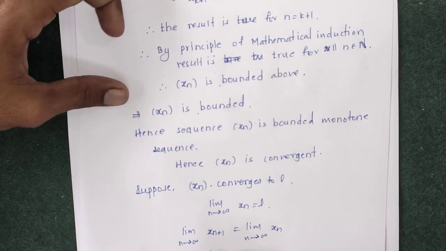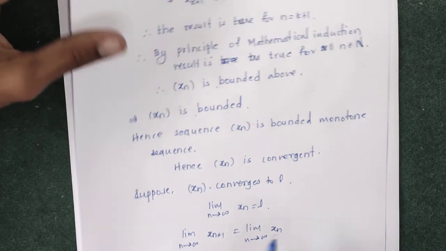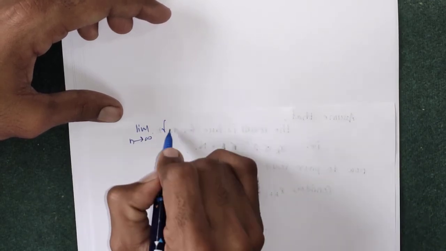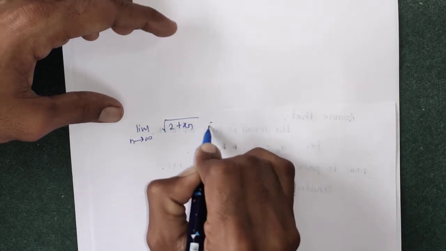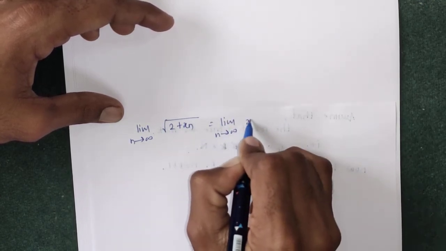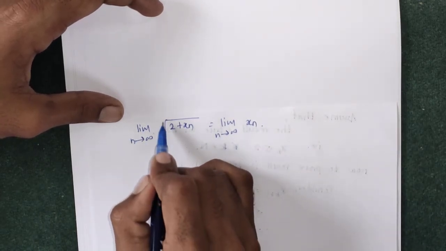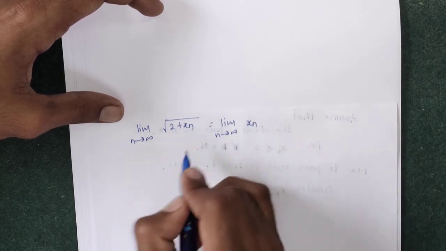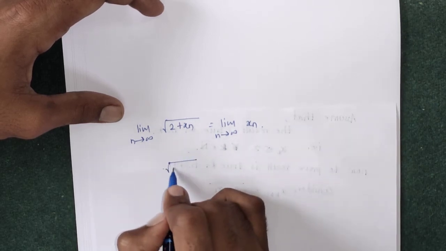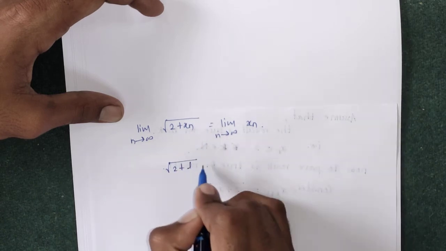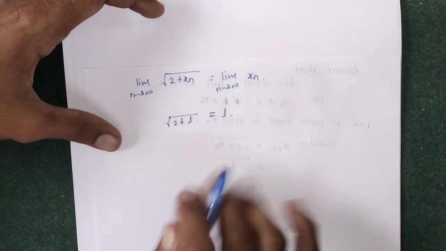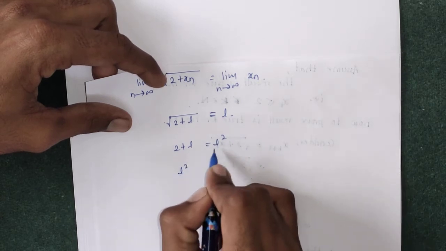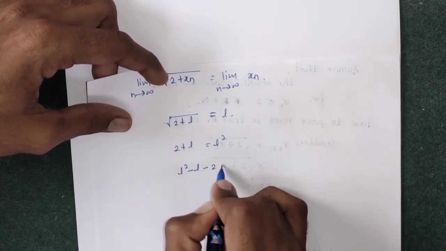Now xn plus 1 is the square root of 2 plus xn, and the limit of xn is equal to L. So using both, the limit of xn plus 1, the square root of 2 plus xn, is equal to the limit of xn. So we can write the square root of 2 plus the limit of xn, which is L, equal to L. Squaring both sides, we get 2 plus L equals L squared, and rearranging the terms, we get L squared minus L minus 2 equals 0.